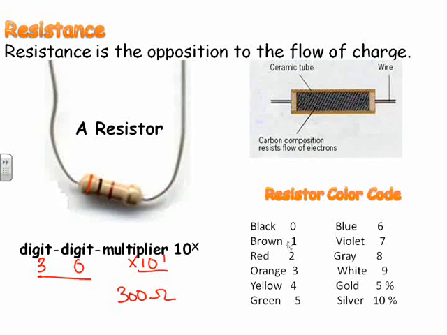So if you had something that was brown, black, brown, it would be 1, 0, times 10 to the 1. Excuse me, if it were brown, brown, brown, it would be 1, 1, and a third brown would give you 11 times 10 to the 1. That'd be 110. Now the gold, on the other hand, is 5%. This is really the company telling you, hey, this is a good resistor to within about 5%. So it's a tolerance, basically. You have 300 plus or minus 5%. Silver is 10%.